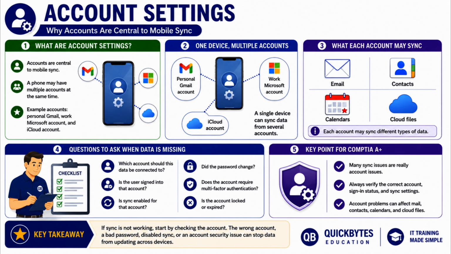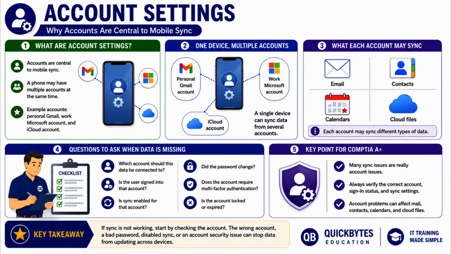Now let's talk about accounts. Accounts are central to mobile sync. A phone may have multiple accounts added at the same time. For example, a user may have a personal Gmail account, a work Microsoft account, and an iCloud account. Each account may sync different things. One account might sync email, another might sync contacts, another might sync calendars, another might sync cloud files.